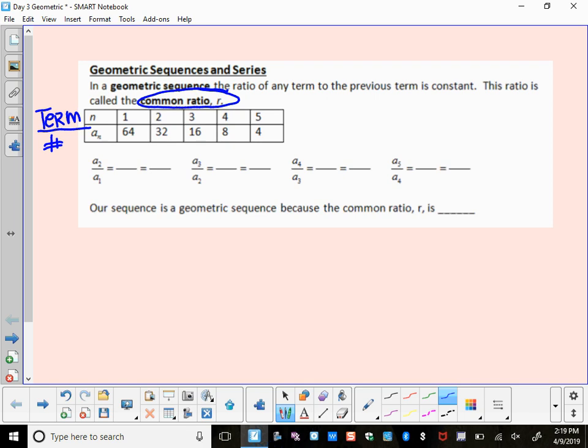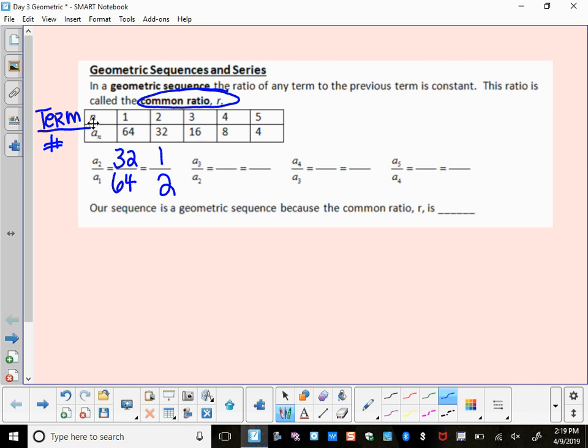Well, what's your second term? 32. 32 divided by your first term, 64. What do you get? Type it in. 32 divided by 64. Math, enter, enter. 32 divided by 64 is 0.5. Math, enter, enter. Because I don't want to have decimals, so it's going to be 1/2.